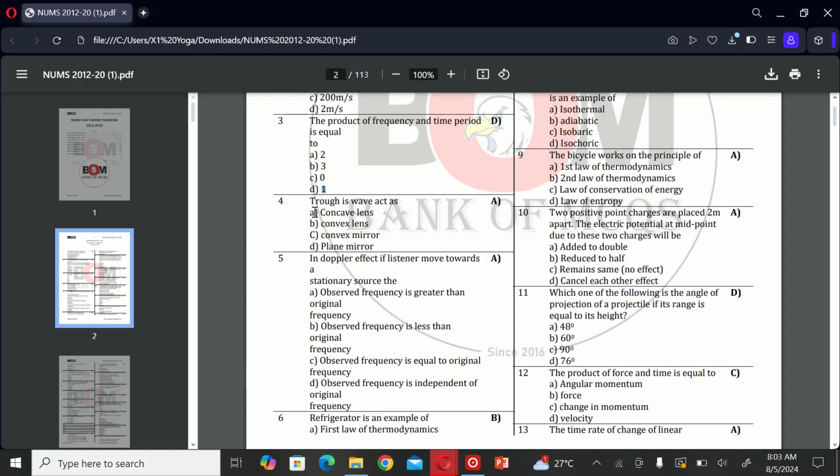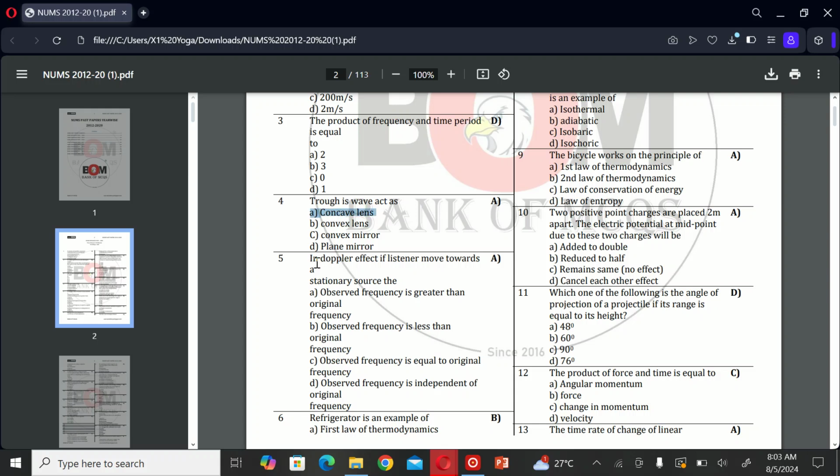The next MCQ is: the lens in a torch is... X is A concave lens, B convex lens, C convex mirror and D plane mirror. So the correct option is A, concave lens.